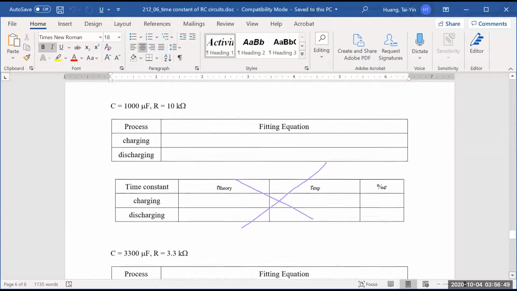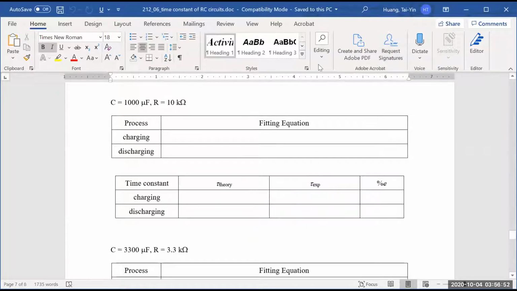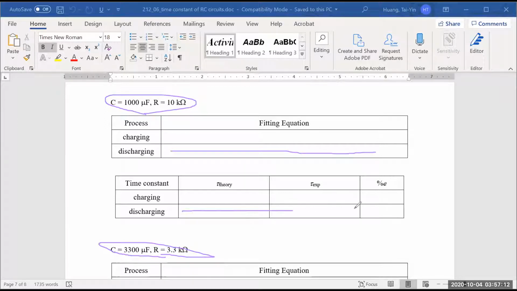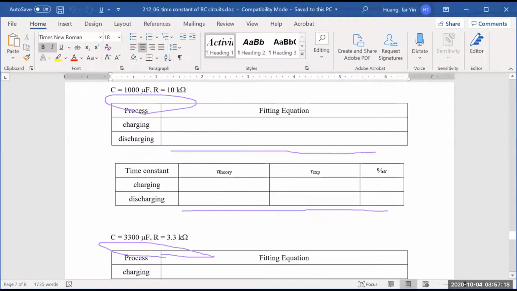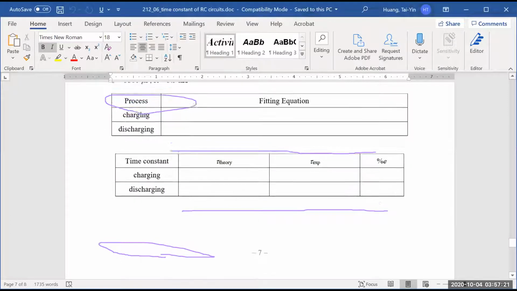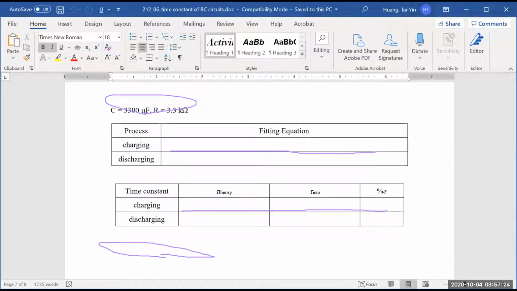One is this circuit, where you have the RC given, and one is this circuit. So you're still using these two circuits, but we're not doing the discharging. No discharging. We don't do that, and it will be the same thing for the other circuit, no discharging. So the data you'll be given are for the charging process. All right, so let me bring out the data.